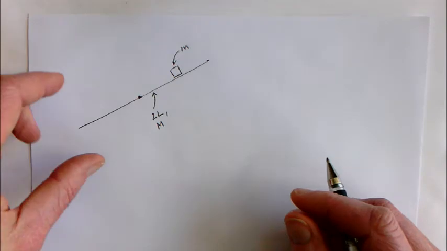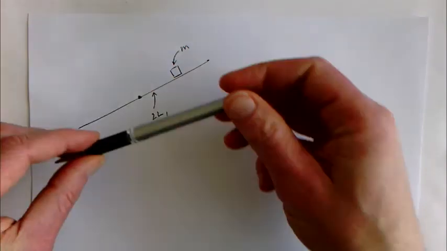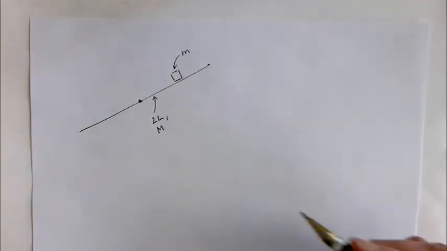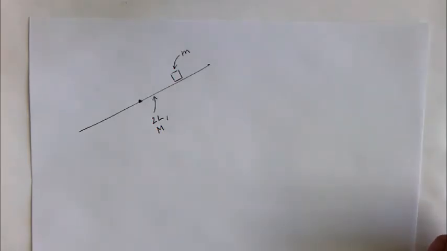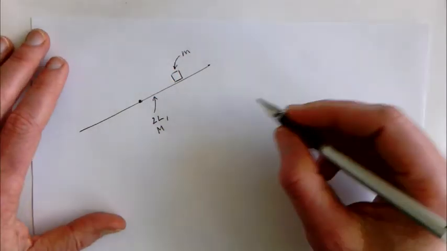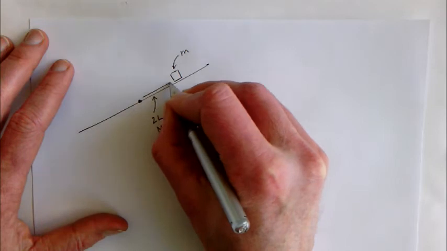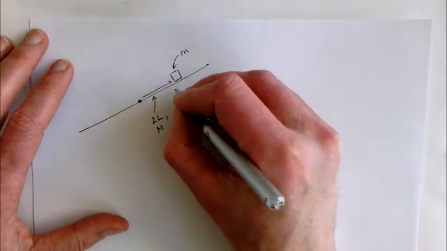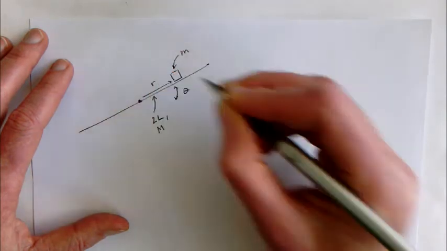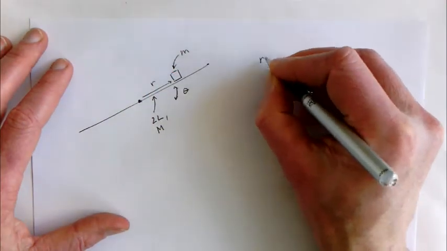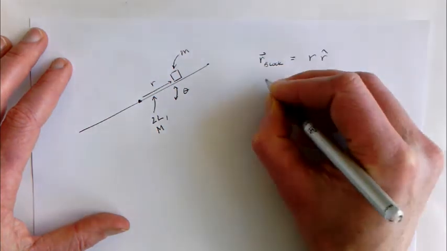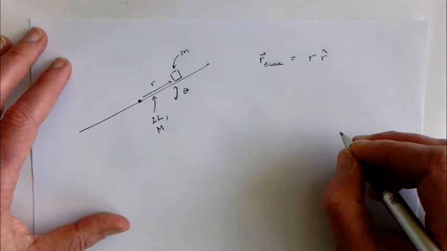And the problem here is that the ramp is free to rotate, and the block is free to slide up and down the ramp, and so we need to figure out how we can model this motion. Well, in order to model the motion, as always, we need to figure out a coordinate system. I think a clear choice here is a polar coordinate system. So you choose this as theta and this distance as r, and so the position of the block would simply be r times r hat.